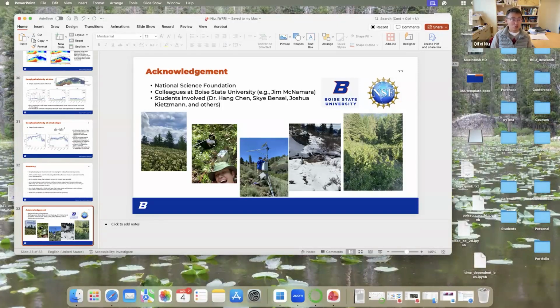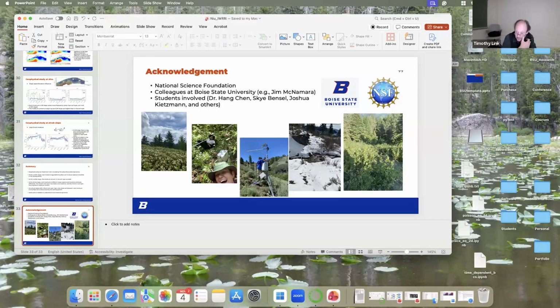Probably streamflow is another thing that we should consider. Some of the moisture in the rock may contribute to streamflow generation or deep drainage. We don't know that. It's too deep and we cannot see that.